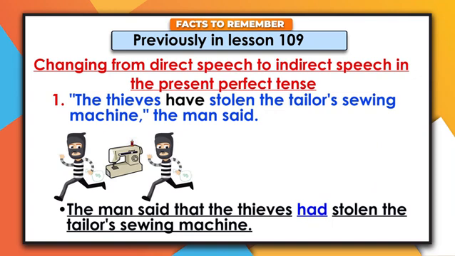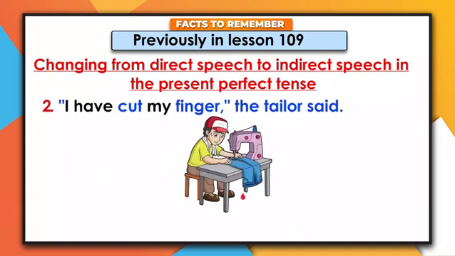Another sentence I can give you says, I have cut my finger, the tailor said. I have cut my finger. Those are the actual words of the speaker. That's why they have been enclosed in the quotation marks. I have cut my finger, the tailor said.